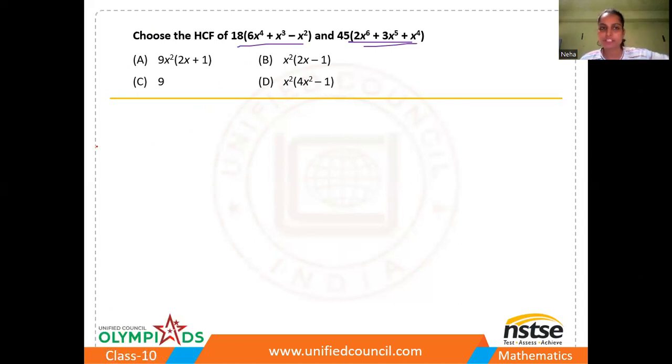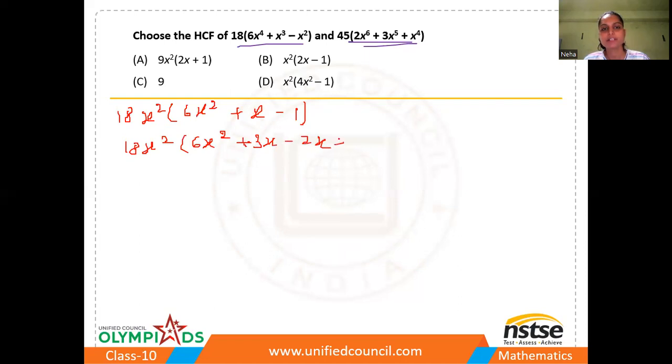First I am taking the first equation, 18. In this equation I can take x square as common. It becomes 6x square plus x minus 5. Now I have a quadratic equation, which I can solve with the middle term splitting method. So this is 18x square into 6x square, which I can write as plus 3x minus 2x plus 1.